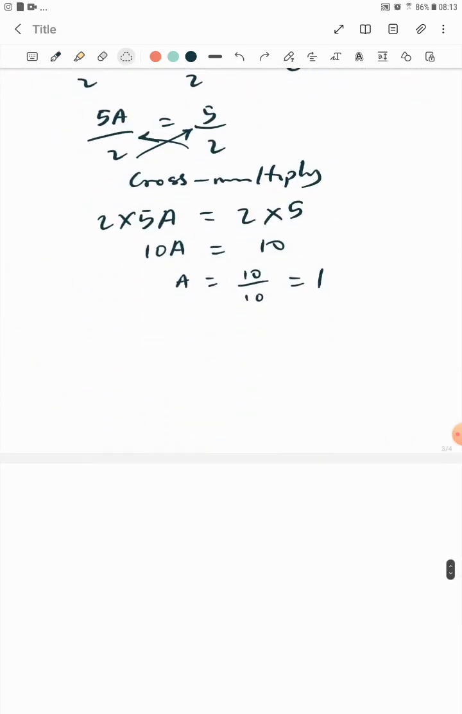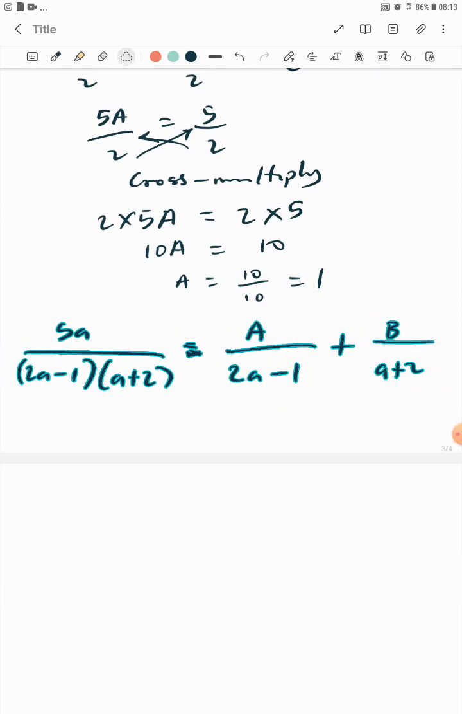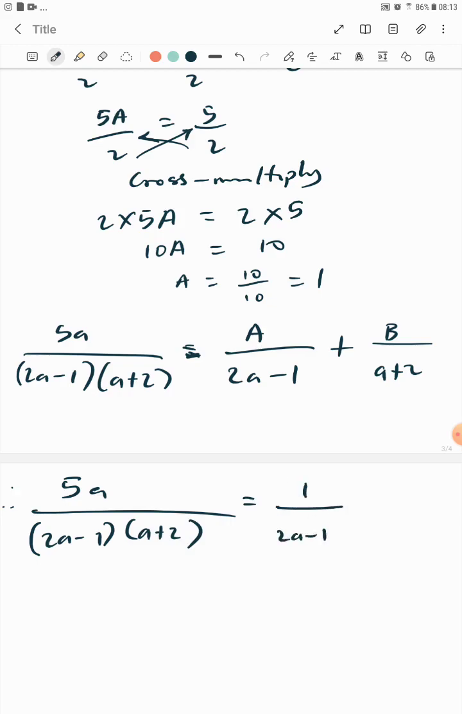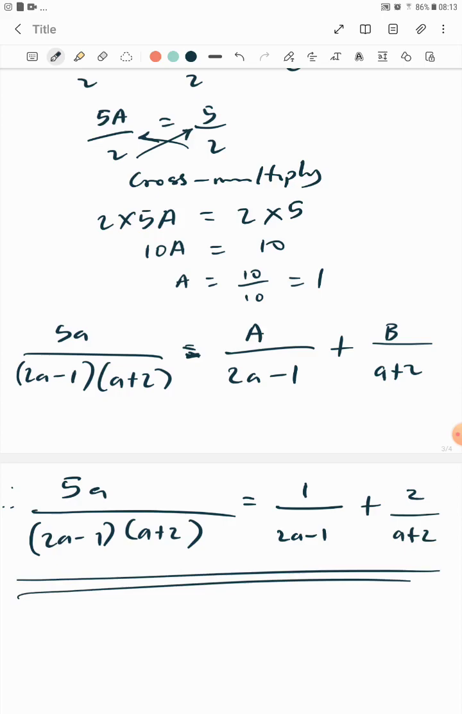We can copy this because we have just gotten the value of our a. So this is what we split this fraction into. Now we can write it properly. Now that we have the value of a and b, you can say 5a over 2a minus 1, 2 bracket a plus 2 equals, instead of writing a, what's our a? Our a is 1. We now have 1 over 2a minus 1, plus our b is 2, we now have 2 over a plus 2. Then we have already solved this according to partial fraction.